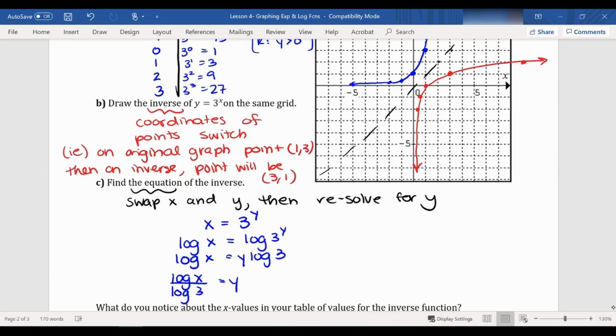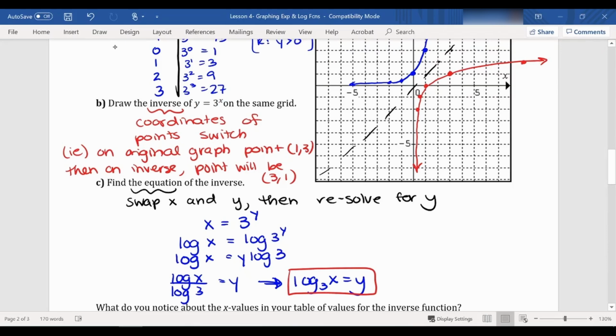Now, this is not normally how we would write this. We would use the change of base rule that most of you would not be using because you've got the fancy calculator. But those of you who don't have the fancy calculator will be more comfortable with change of base. Change of base said that we had log base 3 of x equals y. And we know this to be true.